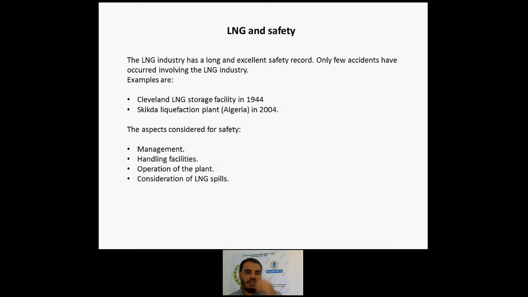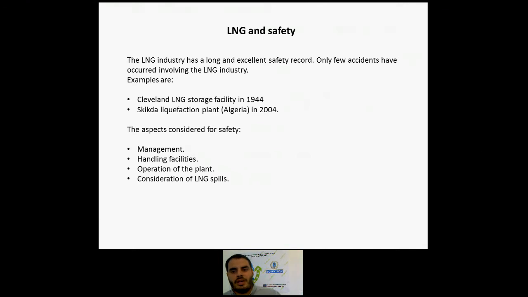Vaporizing gas ultimately met an ignition source and ignited. The resultant fire killed 128 people. Well, the U.S. Bureau of Mines investigations in 1946 showed that the accident was due to the low temperature embrittlement of the inner shell of the cylindrical tank.